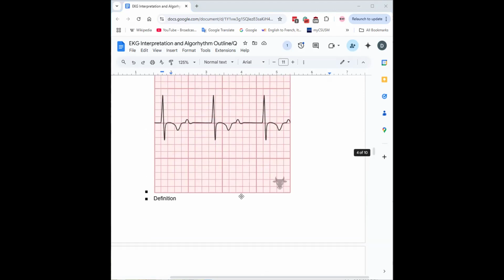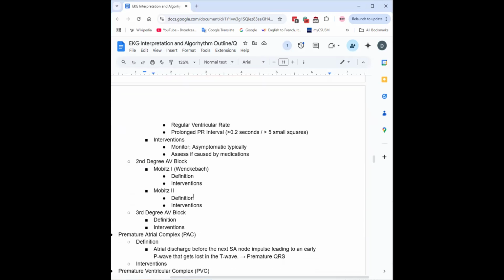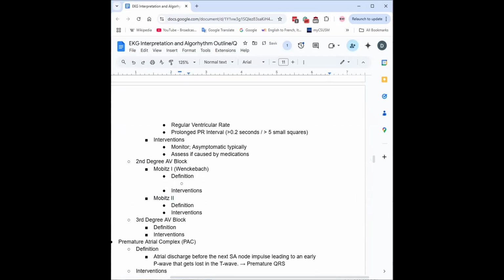So yeah, pretty basic on the first degree AV block. Now let's talk about these two. So we have Mobitz type 1, otherwise known as Wenckebach, and then Mobitz type 2. So what is Mobitz type 1? What is Wenckebach? What defines Wenckebach before I post a picture of it?